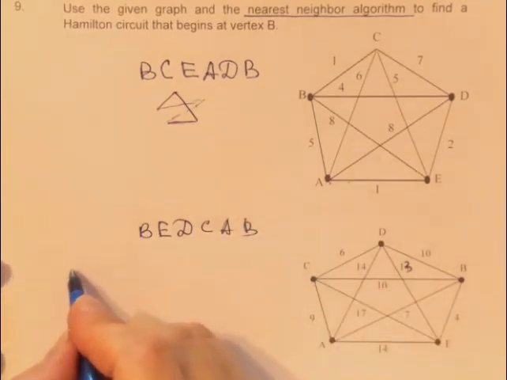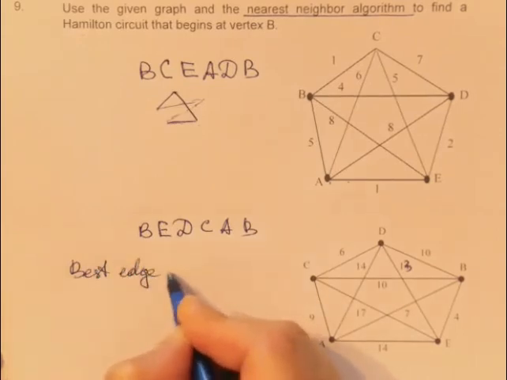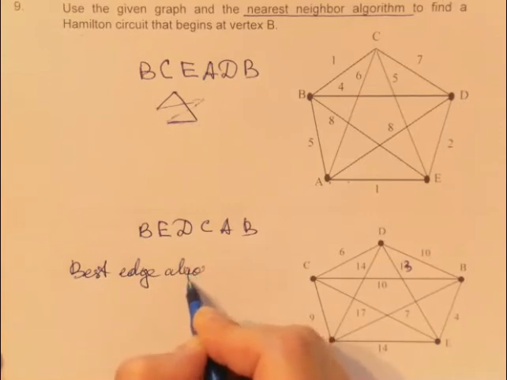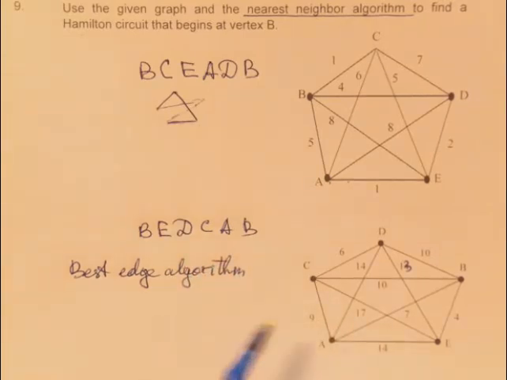Let us use the best edge algorithm to find the Hamilton circuit for this graph. This is a little bit more tricky. We first find the very best edge in the entire graph. And it looks to be this edge BE, with the weight 4.